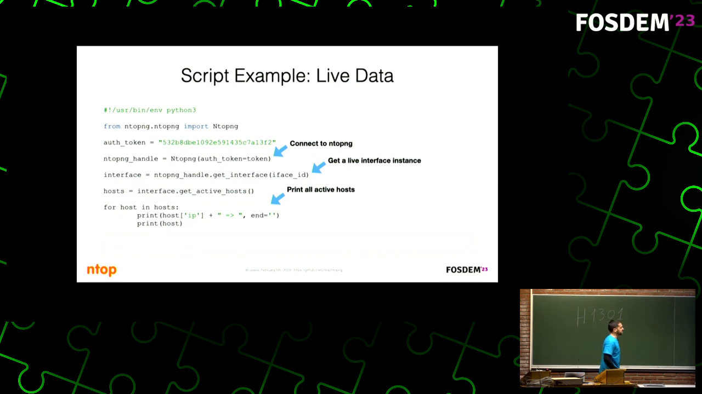For example, you can access live data in ntopng. In this case, we are importing the ntopng class. We are connecting to ntopng using the ntopng class. We get an instance of an interface in ntopng, for instance, ETH0. And we use this method to get all the hosts which are active in my network with all the metadata. And there are plenty of methods in this class or in other classes in this library that allow you to get traffic information. So you can get alerts, flows, hosts, whatever.